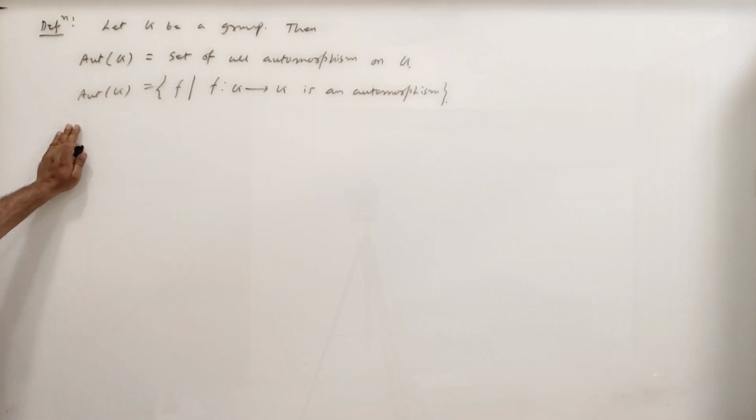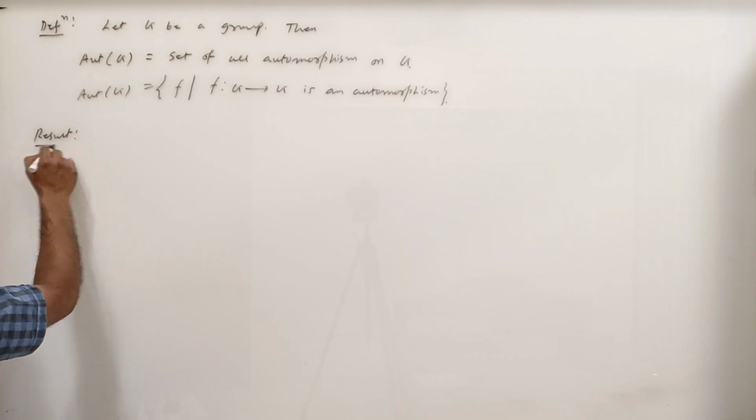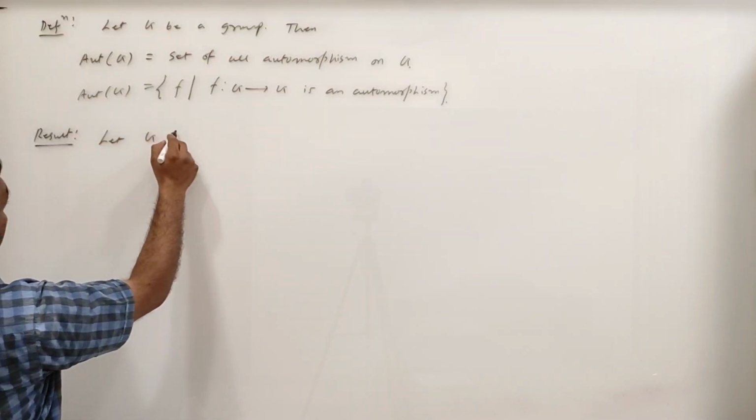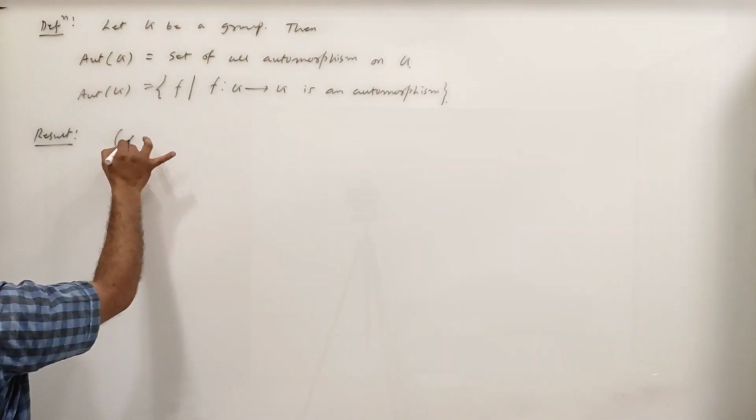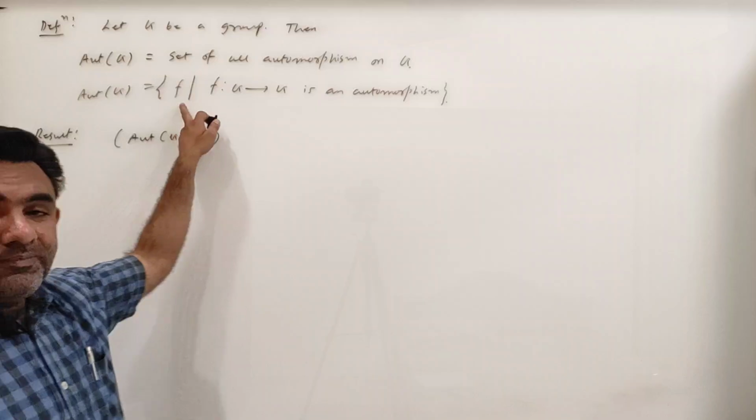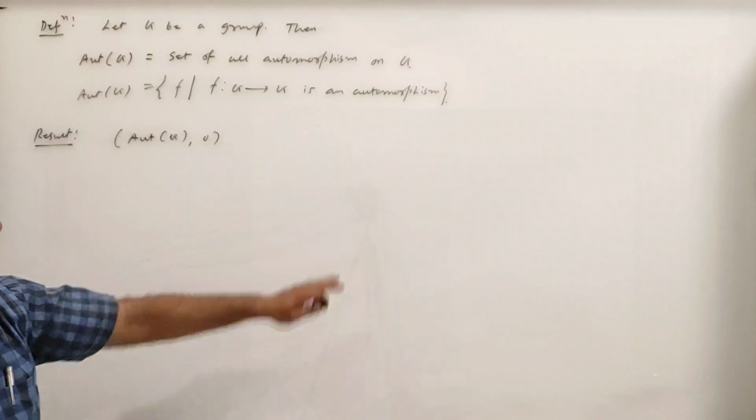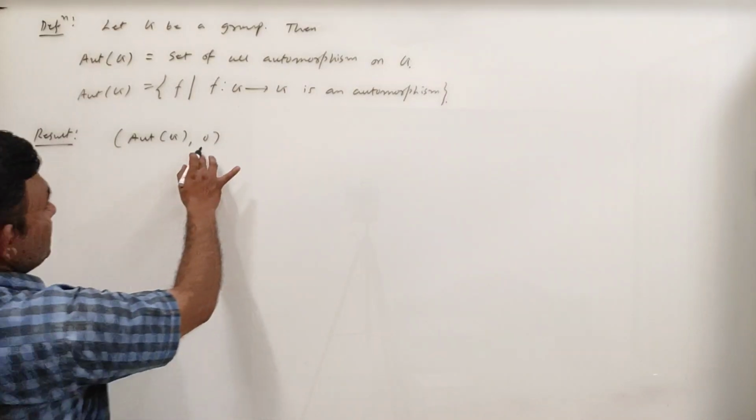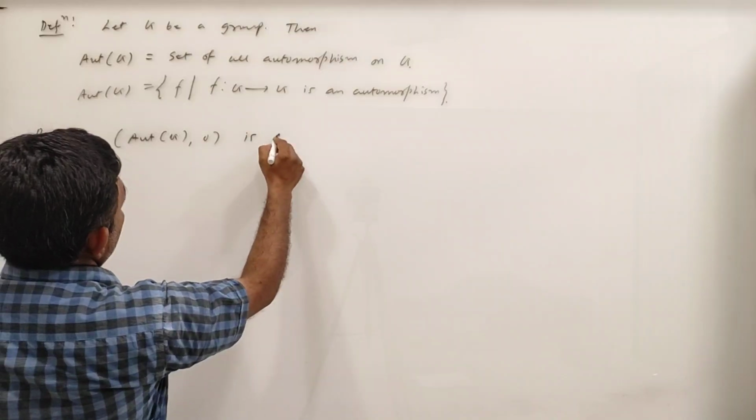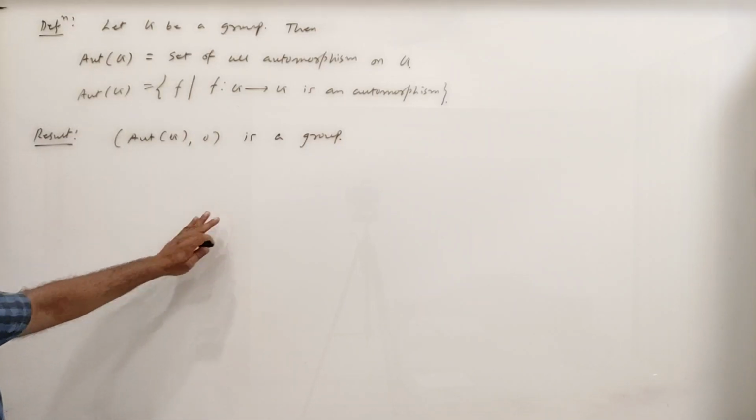So now what is my claim? This is my result. Let G be a group. Then Aut(G) with the composition of functions is a group. What will be in Aut(G)? Functions. What kind of functions? From G to G, and they are automorphisms, so they are isomorphisms. So Aut(G) with composition of functions is a group. So what is the proof? Let us discuss the proof.